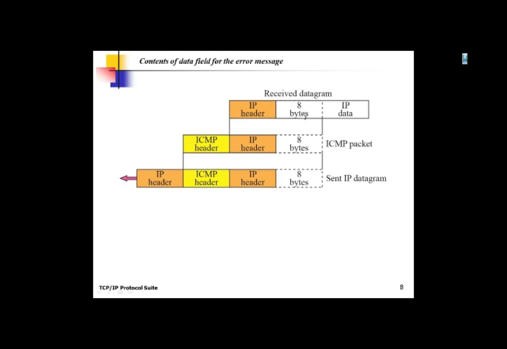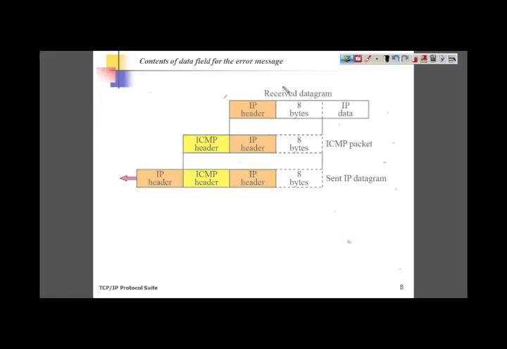Now what is the purpose of including this information in the ICMP? So let's have a look here. If you look at this structure, we can see these bytes, the IP header, that is 20 bytes, plus 8 bytes. Now this is to be included in the ICMP packet. What information is contained in these bytes? This IP header is basically giving information about the source, who is the sender. And these 8 bytes will contain further information.